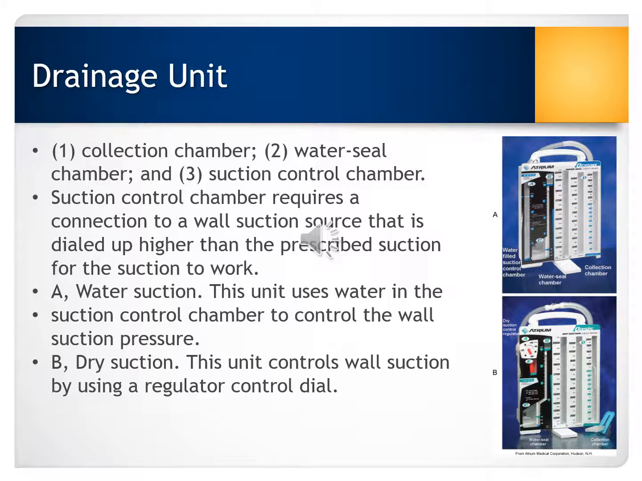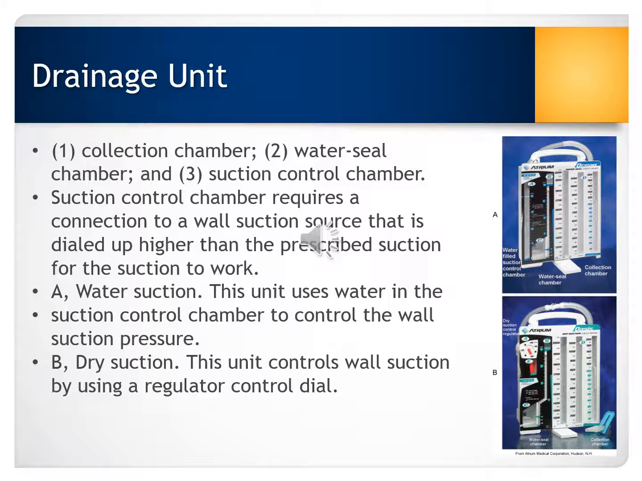The second compartment is the water seal chamber, and this contains 2 centimeters of water, which acts as a one-way valve. As air enters from the collection chamber, it bubbles through the water. The water prevents the backflow of air into the patient from the system. During normal use, there may be intermittent bubbling in that water chamber during exhalation, coughing, or sneezing. There also may be normal fluctuation, which is called tidaling, and that reflects the intrapleural pressure during inspiration and expiration.